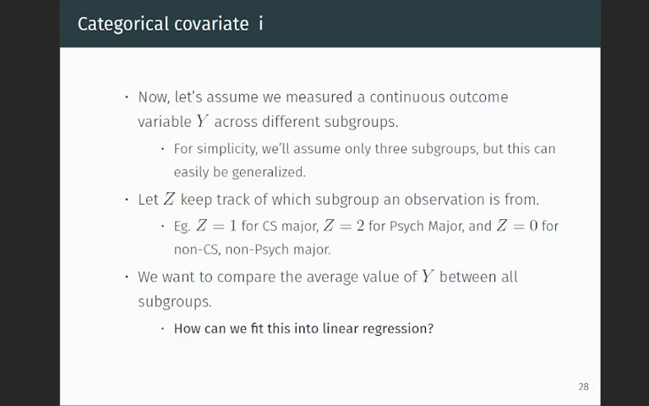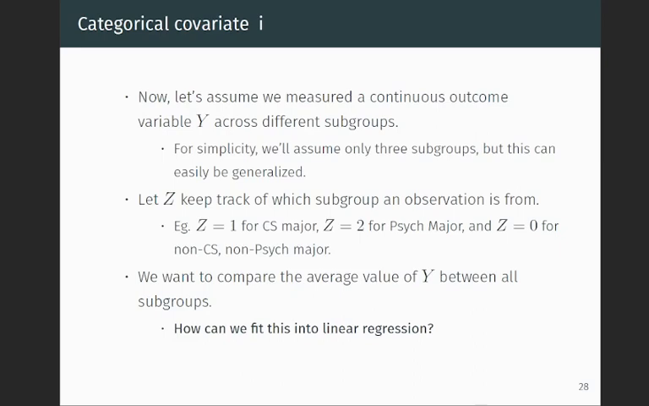So let's say that just for the sake of example, our categorical variable will capture the major a student is in. So we'll have z is equal to 1 for a CS major, z is equal to 2 for a psychology major, and then z equals 0 will correspond to every other type of major. And let's say we want to compare the average value of y between all subgroups. And the question is, how can we fit this into a linear regression?